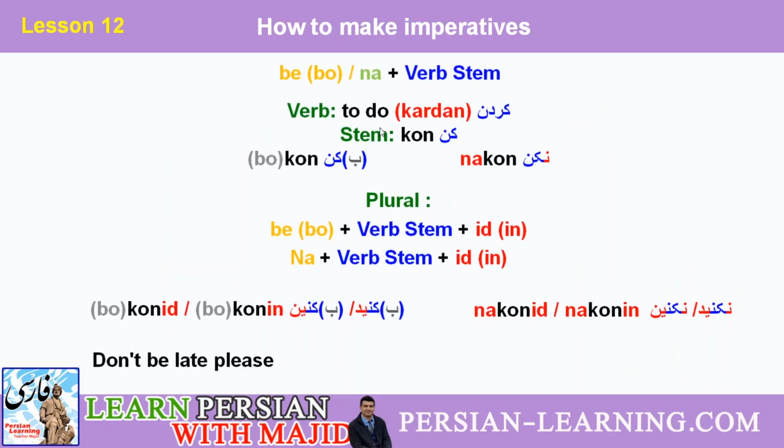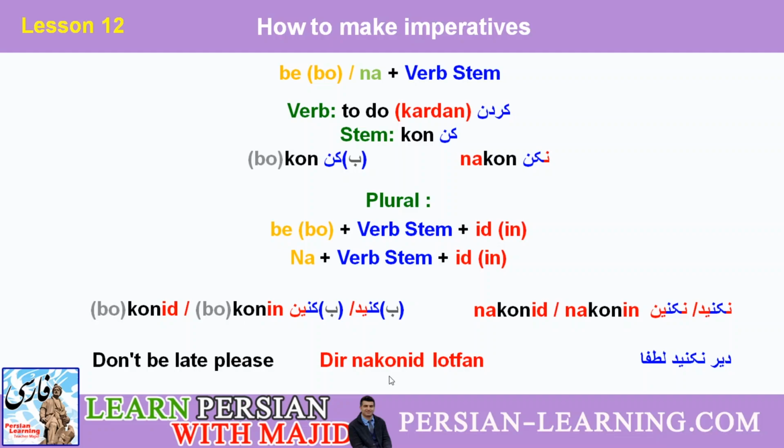The verb کردن. The singular imperative as we learned was کن or بکن. Negative نکن. Now we add id or in: کنید or بکنید, کنین or بکنین. Negative نکنید or نکنین. Example, don't be late please. For be late, you see here we have be, but in Persian we say make late. So we say دیر نکنید لطفاً. For singular we say دیر نکن.